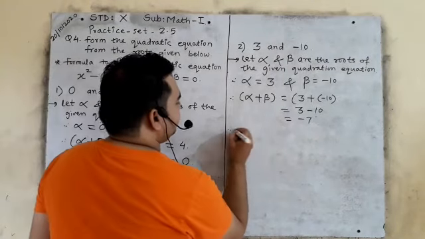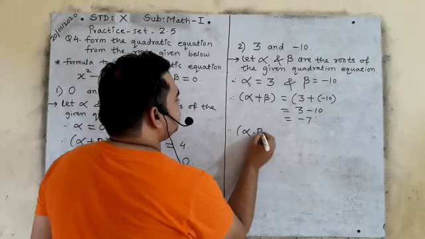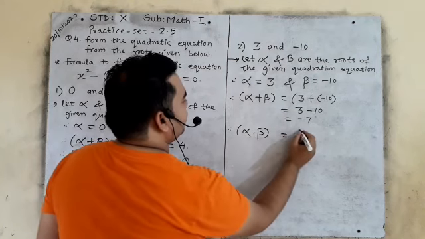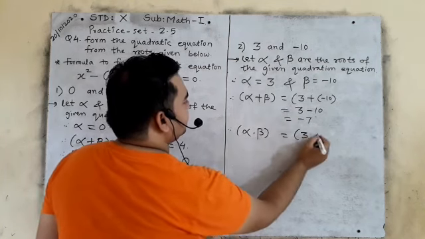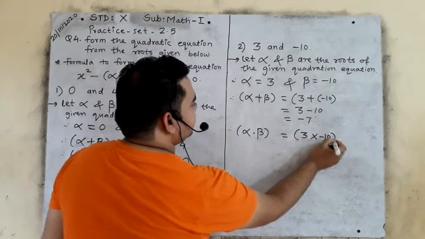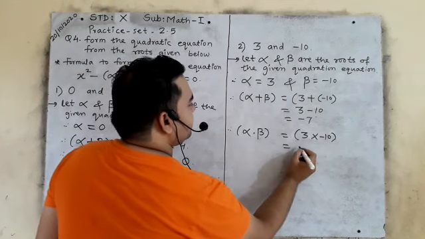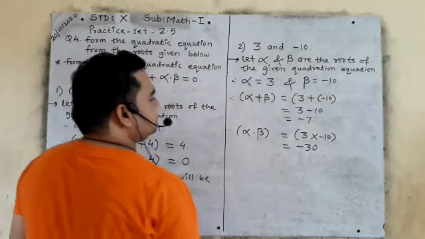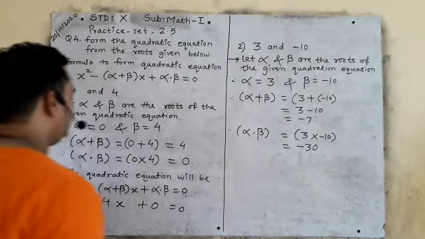Now find alpha into beta. The alpha value is 3 and the beta value is minus 10. So 3 multiplied by minus 10 is minus 30. Is it clear? Now you will write the formula.